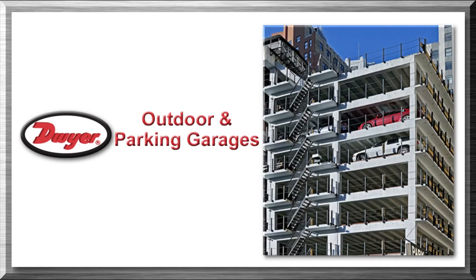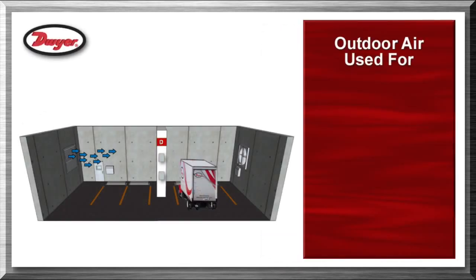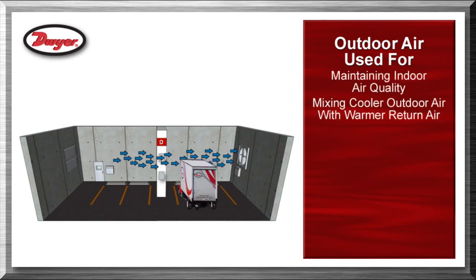Outdoor and parking garages. Building automation systems closely monitor outdoor environmental conditions for efficient use of external air. Outdoor air is brought into the building for maintaining indoor air quality and for mixing the proper amount of cooler external air with warmer return air.